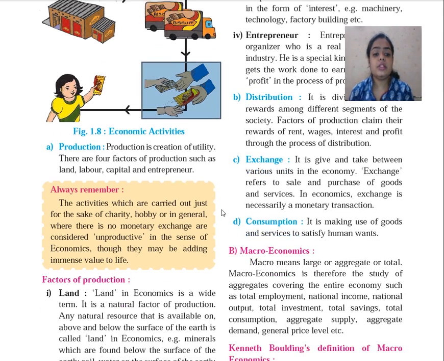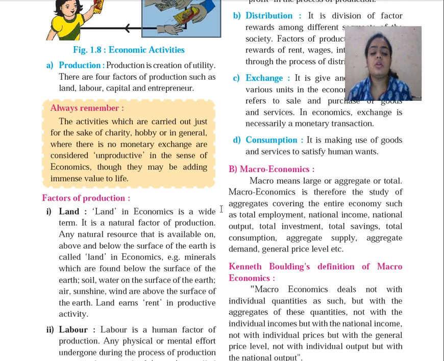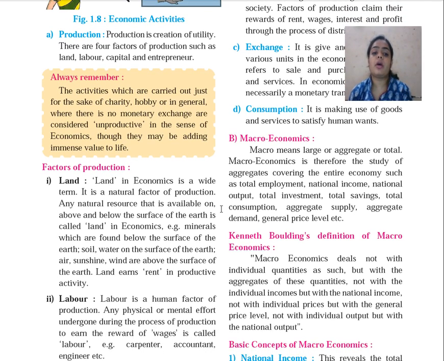Now we shall study the different factors of production, in which first we shall be studying land. The activities which are carried out just for the sake of charity, hobby, or in general, where there is no monetary exchange, are considered unproductive activities. Some of these activities may add immense value to life, but in economics they are unproductive activities. So in production, first we shall study land.